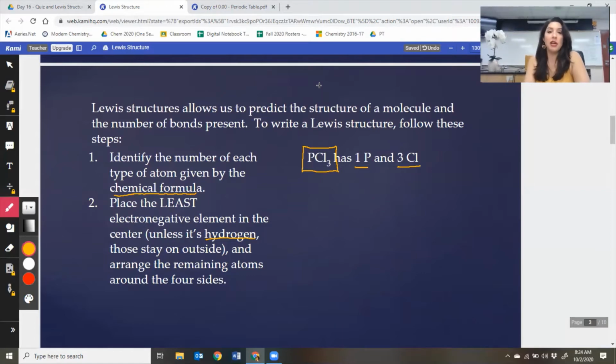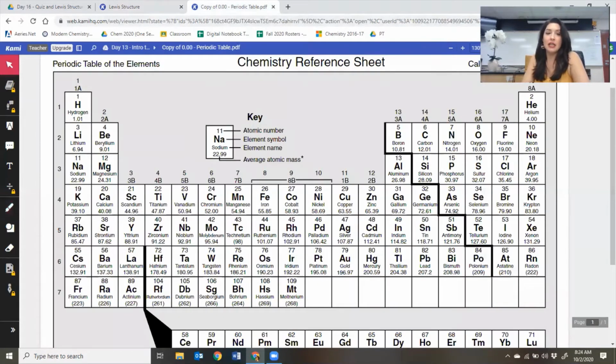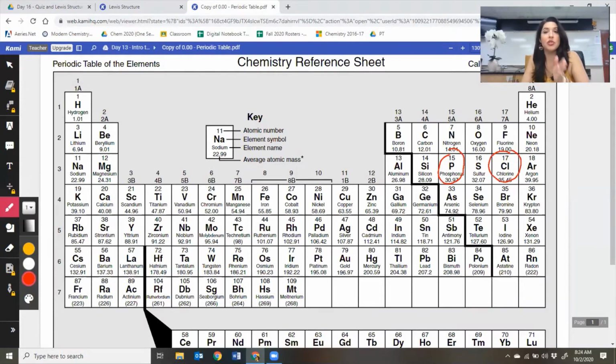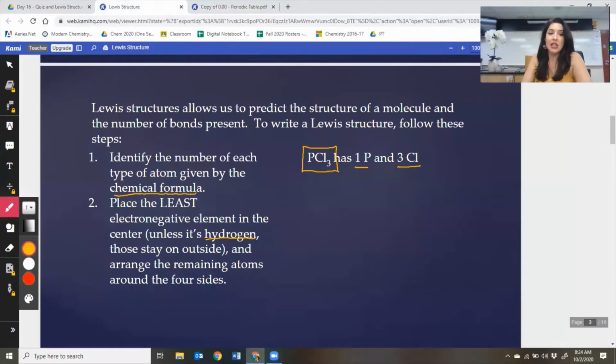So if I check on the periodic table and compare phosphorus here at number 15 to chlorine, I can see that chlorine is further to the right on the periodic table. The trend is that electronegativity increases as we move across. So chlorine is more electronegative, phosphorus is less. So I will go ahead and place phosphorus in the center, and then I'll arrange those 3 chlorines around it. Just start at the top, chlorine, the side, and the bottom like that.